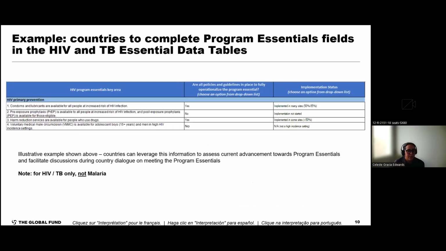This is an example of the essential data table that I referred to previously. This is a very small example for a few of the HIV program essentials. And as I was saying, this essential data table only has to be filled for HIV and TB, not for malaria. So here, what we would like to see is, are the policies addressing these program essentials in place, yes or no? And then what level of implementation we have. For instance, pre-exposure prophylaxis is available to all people at increased risk of HIV infection, and post-exposure prophylaxis is available for those eligible. First of all, is there a policy in place in the country? Yes or no? If there is a policy, then what is the level of implementation? Is this a pilot? Is this in only selected facilities, or has this been reaching all eligible facilities? Next slide, please.